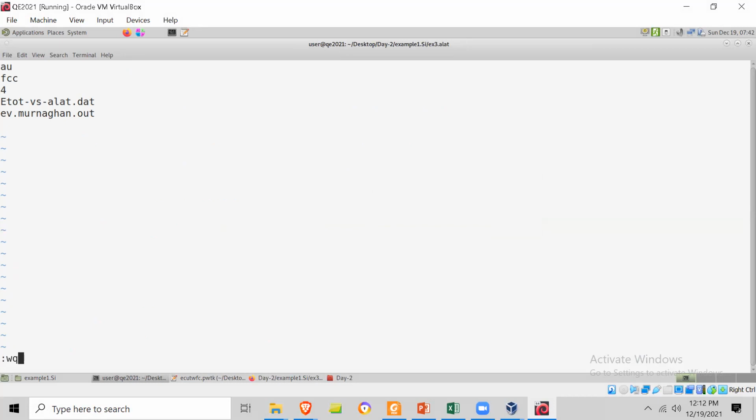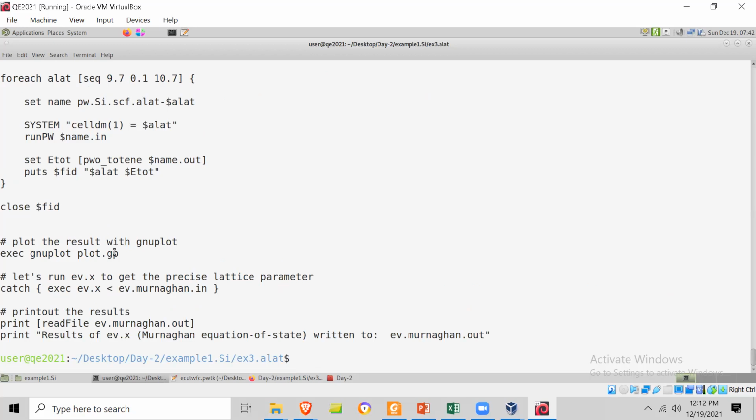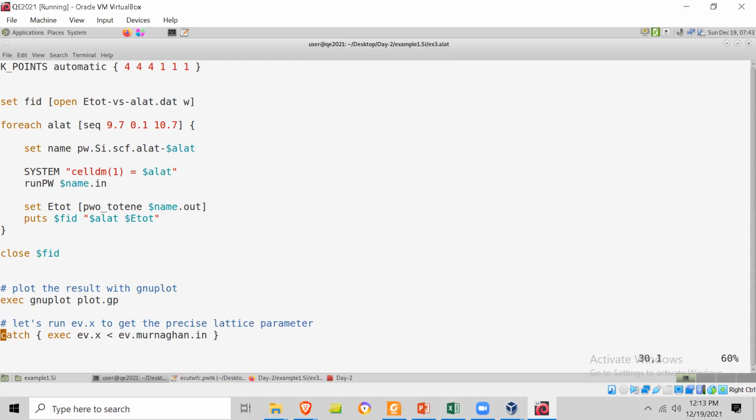There we go. So the last command didn't run. So let's look up the last command, ALAT. Right. What we can do also is we only want to run the last command. So we comment out the run PW command so that it doesn't run. Comment that out, it won't run.